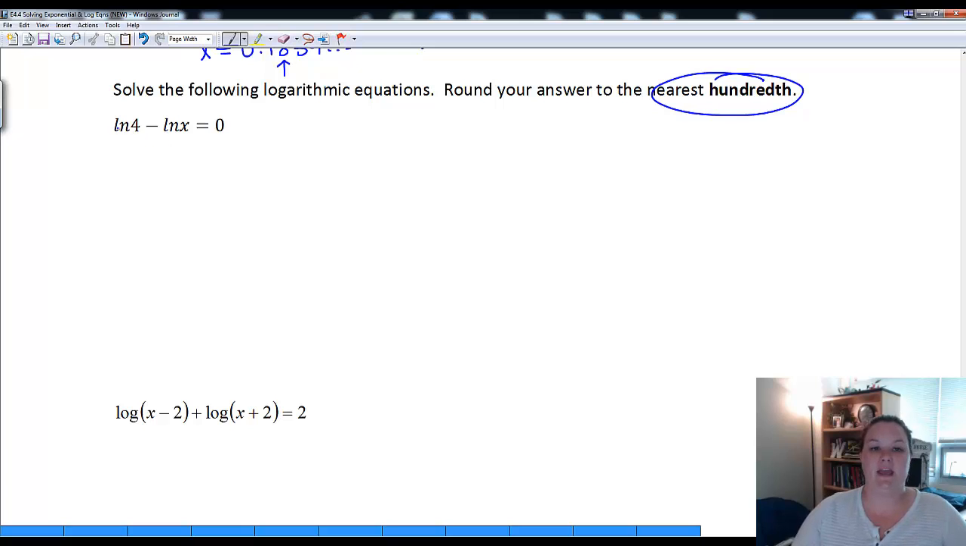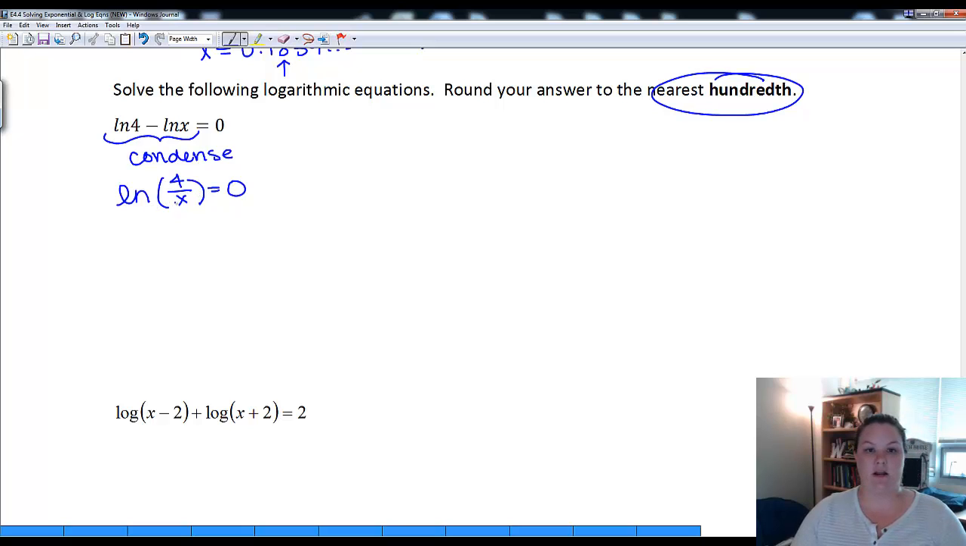All right, so here we have log terms on one side and a constant on the other. So I know I'm not going to be able to drop these log terms because I don't have one on this side. So I'm going to go ahead and just condense these. I'm going to condense using division because these are being subtracted. So I'm going to write this as one natural log term, and the one that's being subtracted, remember, goes on the bottom. So 4 goes on top over x equals 0.